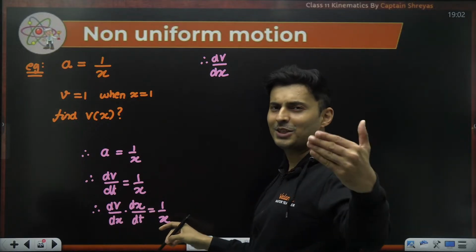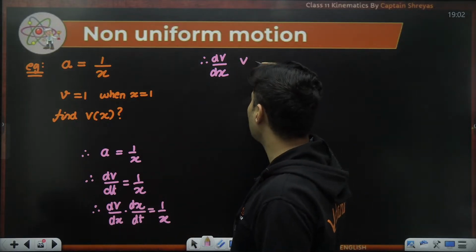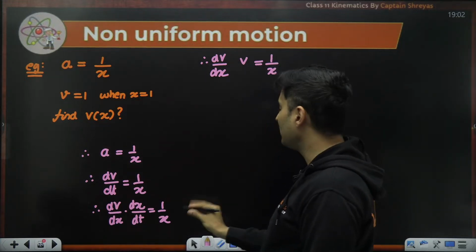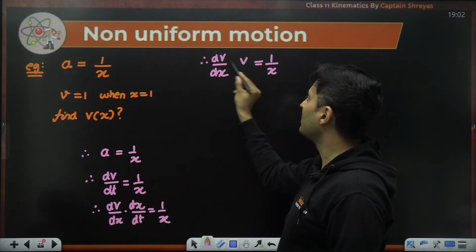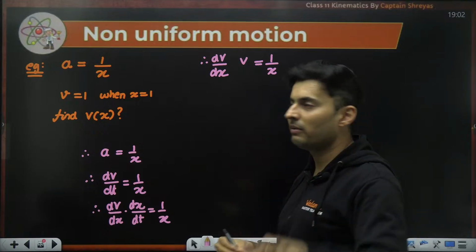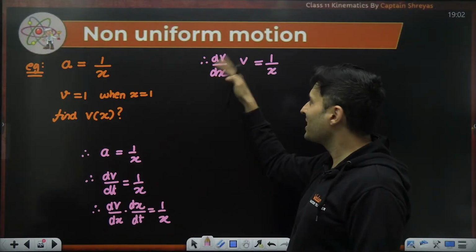dx by dt is the rate of change of position, which is velocity. Oh, wow, sir, this is so cool. This is 1 by x as it is. Now I have two variables, v and x, and two sides, LHS and RHS. Doable, solvable. But don't mix up the variables.